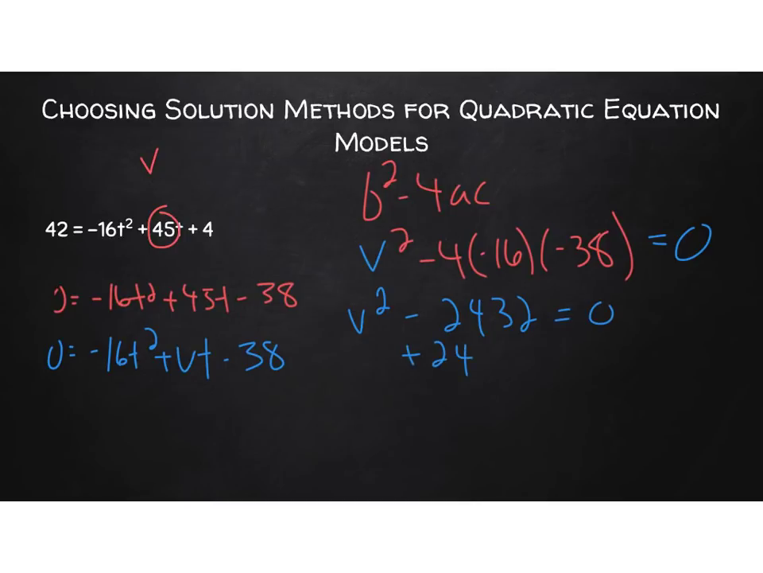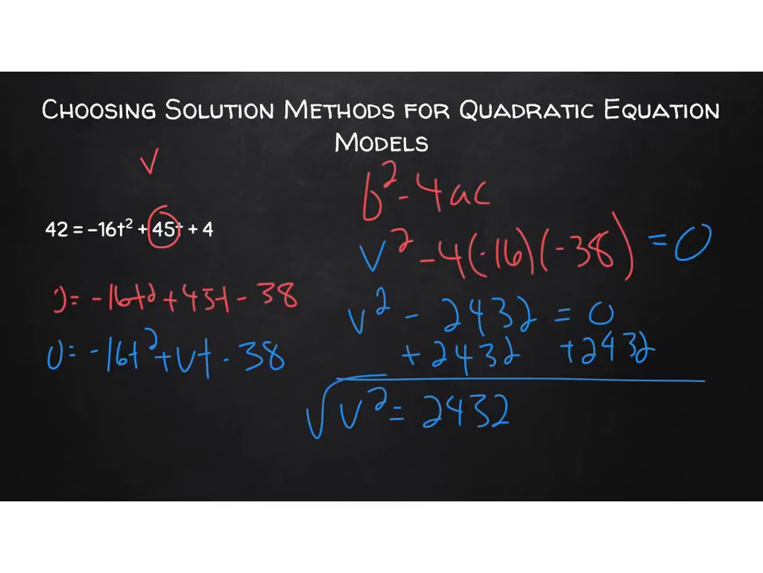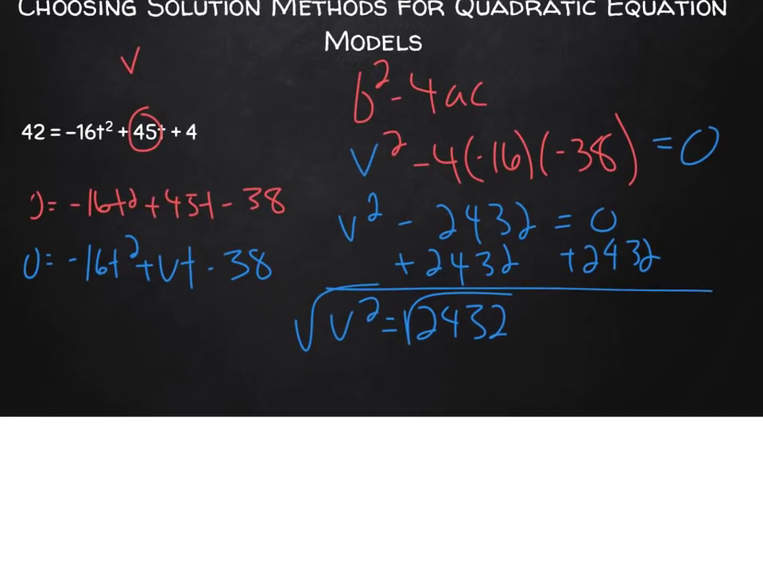Add 2,432 to both sides, and you get v squared equals 2,432. Take the square root, and v equals plus or minus 49.3.